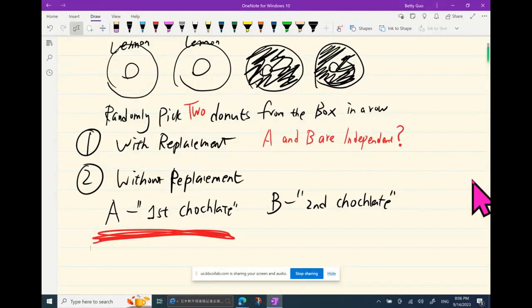All right, and what about the second case? Without replacement, you pick a donut and you eat it, doesn't matter what flavor, and then you pick another donut. So that's what you do in the second procedure. And in that case, are A and B dependent or independent? And why?